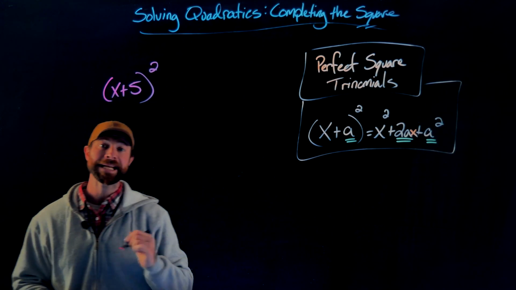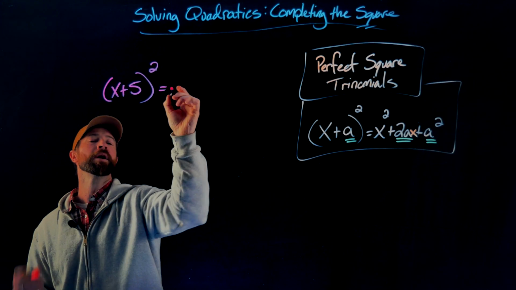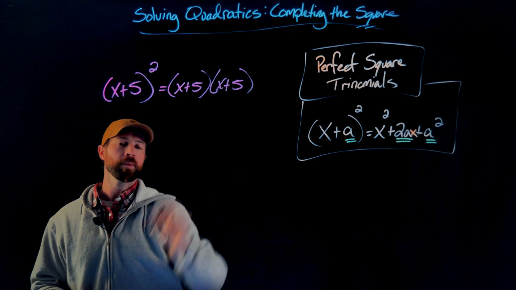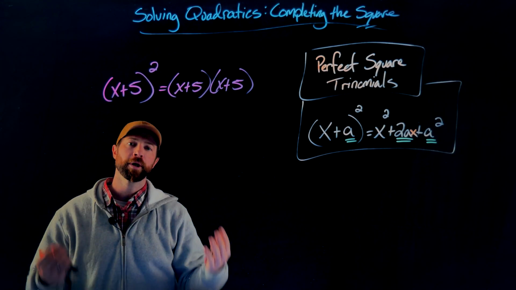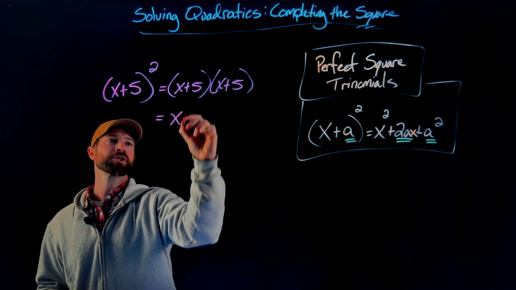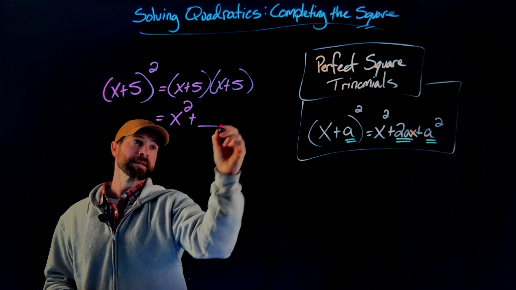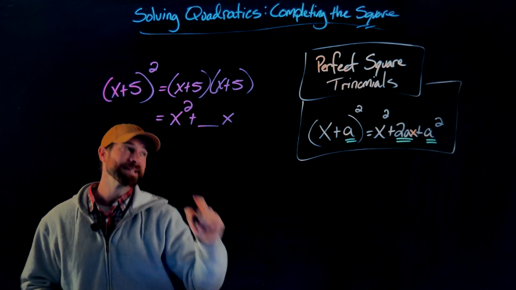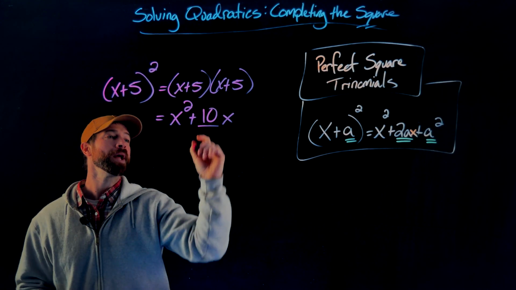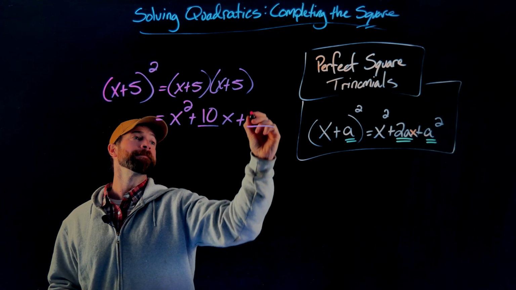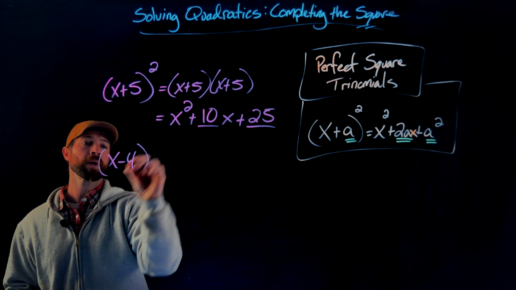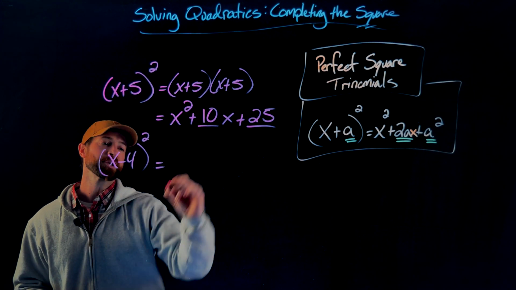Here's an example. If I take x plus 5 and I square it, which by the way is x plus 5 times x plus 5, and would usually require me to FOIL and then simplify like terms, but using that formula, what I'm going to get is x squared plus something times x. That something is 2 times a, or in this case 2 times 5 to get this 10, plus 5 squared, which is 25.